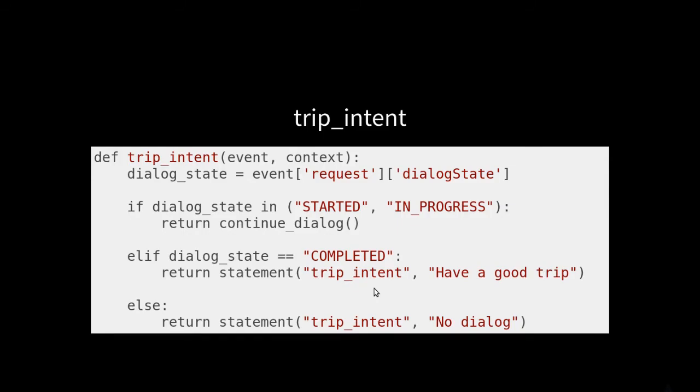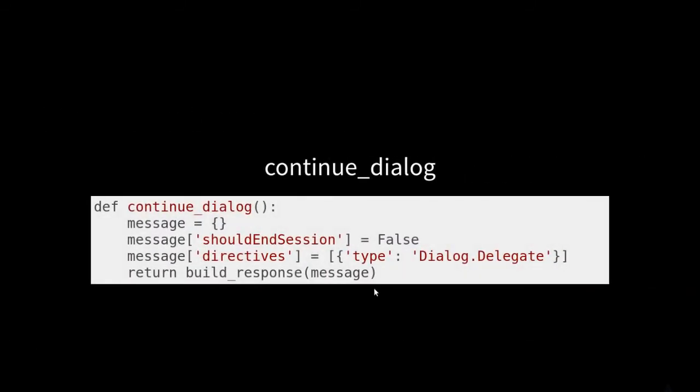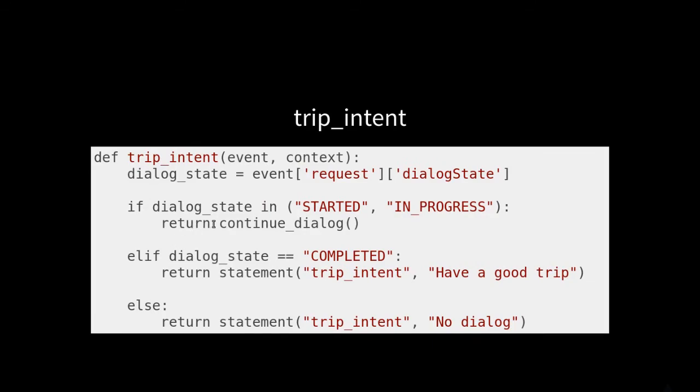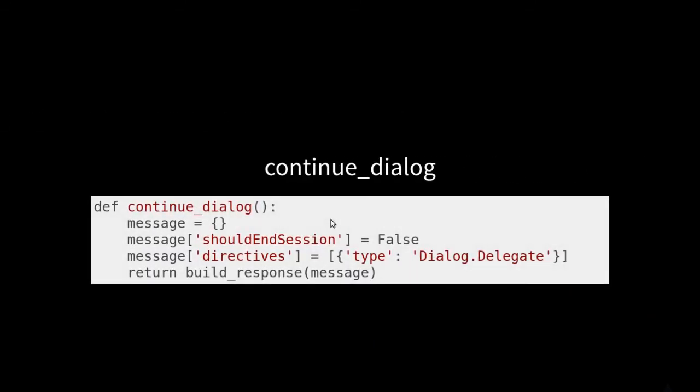Okay, here we go. We see it again. Earlier we called that continue dialog, and I was going to return that dialog delegate. Well, this is how you make it. Once again, everything, as I said, is JSON, and in Python it is all going to be a dictionary. So we're just going to create this special dictionary. Should end session, no. And then here we go, the directives, this is it.